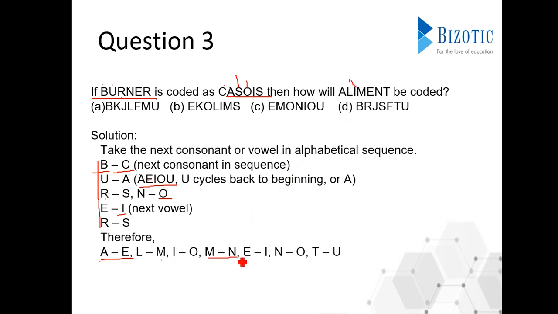Now the next pair is a consonant pair, M. The next alphabet is N. This is a vowel pair, E and I. And next we have a consonant. Whatever comes as the next letter, you just write that, which is O. And then T, again a consonant. After T, whatever comes next, which is U, that becomes it. So the final answer will be ENONIOU, which is my option C.